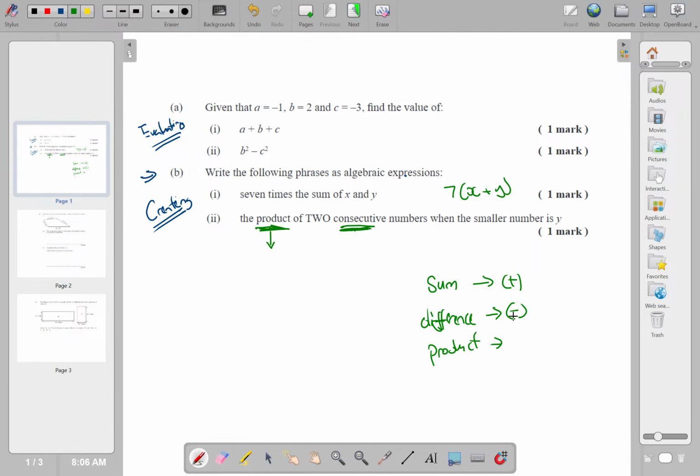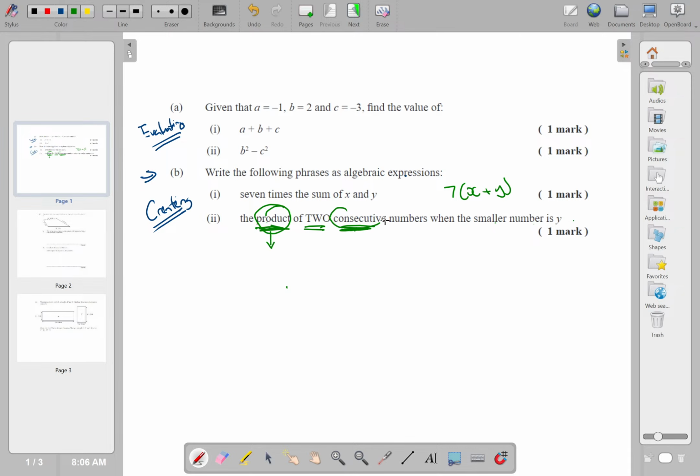Multiply and divide. So then product is a keyword or a trigger word for multiply. So now I'm finding the product, so that means I'm multiplying. How many things am I multiplying? Let me say 2, right? Consecutive numbers when the smaller one is y. So they have two consecutive numbers.